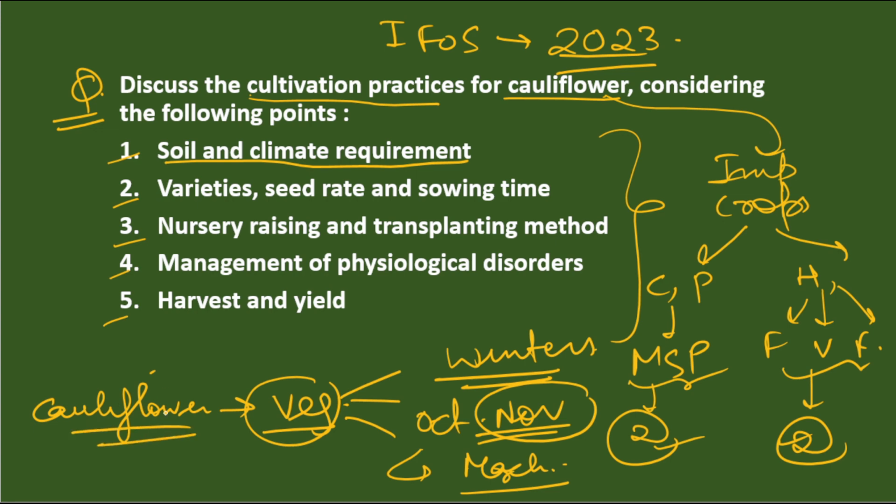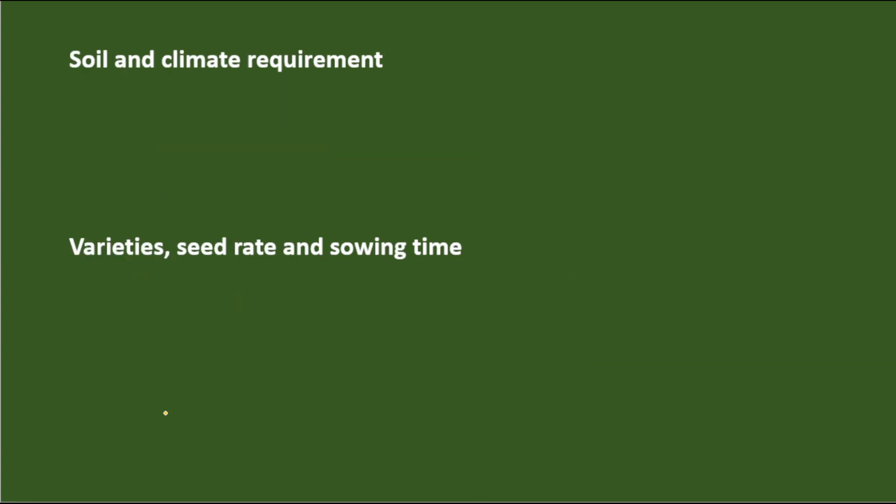Now let's move to the package of practices. So first one is soil and climate requirement. So generally, like most of the crops, cauliflower grows very nicely in loamy soils, deep loamy soils.